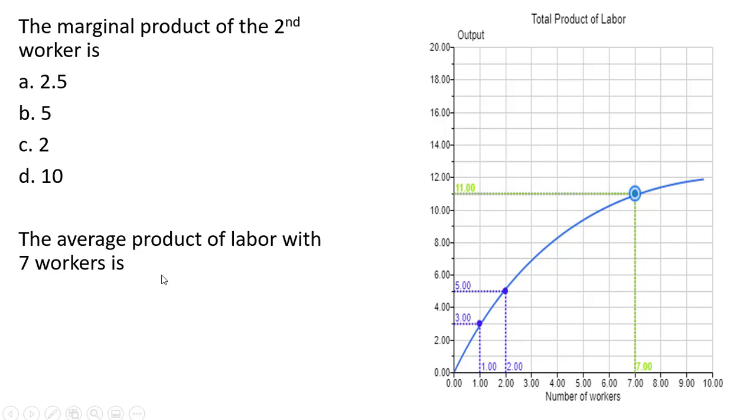The average product of labor with 7 workers. 7 workers produce 11 units of output. So the correct answer is going to be 11 divided by 7. Answer choice A.